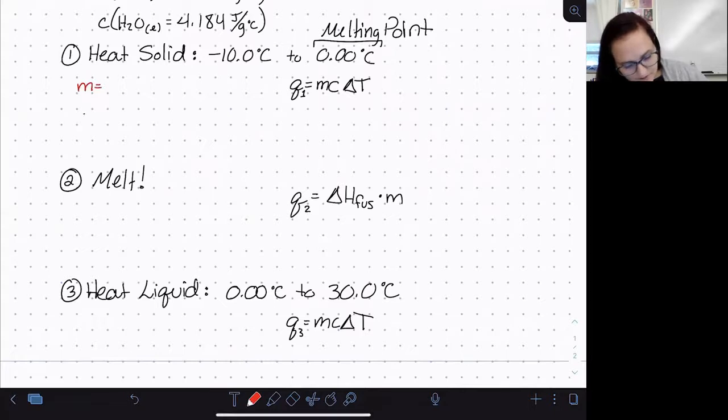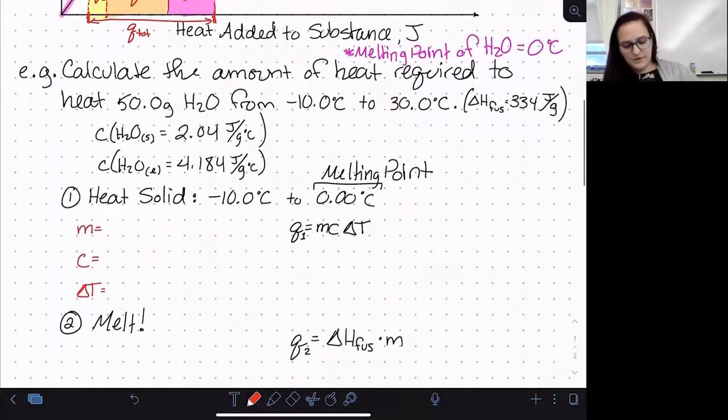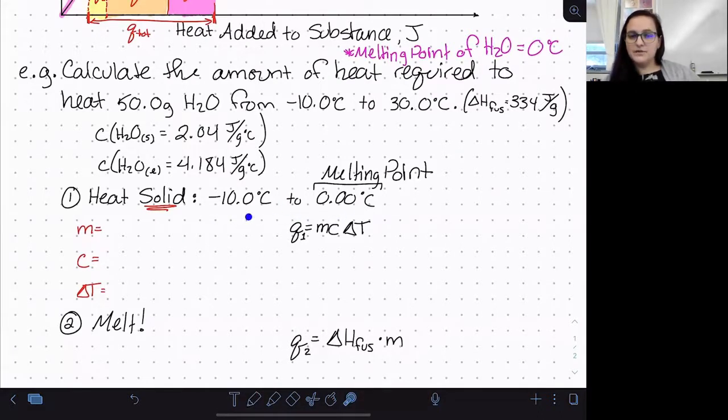So we need to know the mass, the specific heat, and the temperature change that's happening for the solid. So it's important to keep in mind what state of matter you're in at what temperatures, because that's what's going to give you delta T and the specific heat changes with phase as well. So solid water has a different specific heat value than liquid water. So since we're in the solid state, we're going to take the solid specific heat as 2.04 joules per gram degree Celsius.